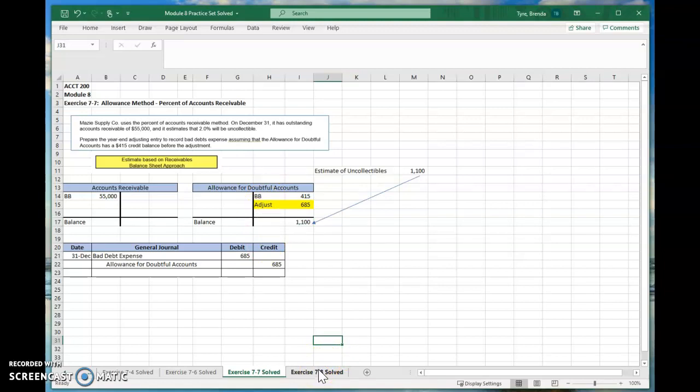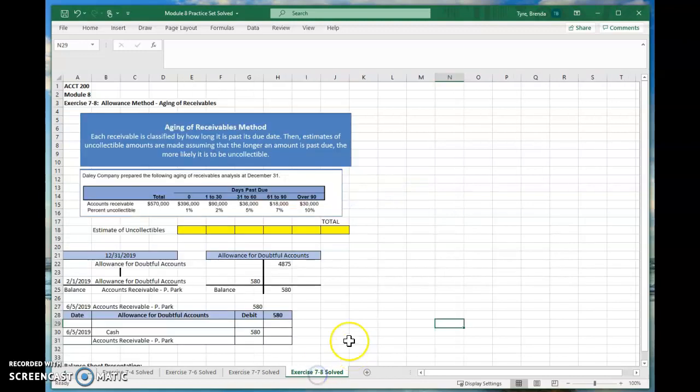So we did the percentage of sales method, income statement approach. We did the percentage of accounts receivable method, balance sheet approach. The next balance sheet approach that we will do is the aging of receivables method. Works the same way as the other one, but we're going to arrive at our number a little bit differently. Remember, in this one, we take a look at our aging, and we estimate based on those ages what amount of those balances will not be collected.